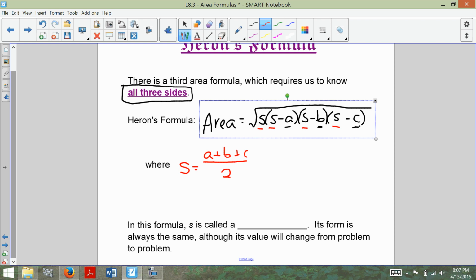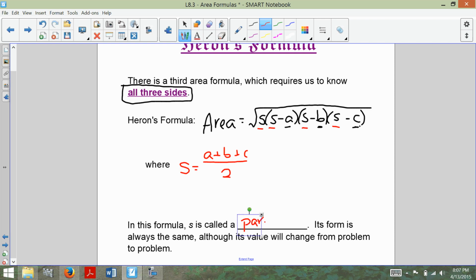s is something that we call a parameter. So I'm going to have to calculate it for each problem that we do. Parameter. Make that a little neater. Now, its value, we're going to calculate it for each problem, but it's always going to come from the same formula, and we do need to calculate it before we can move forward with the formula.